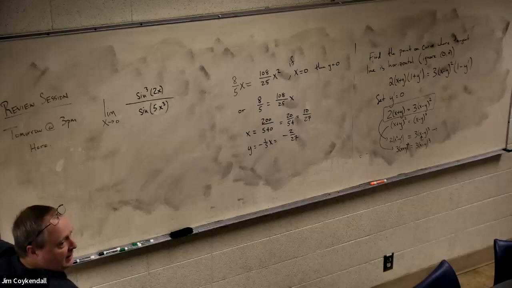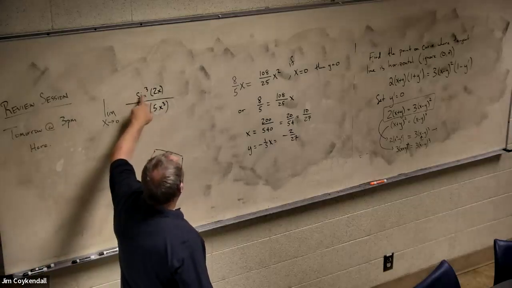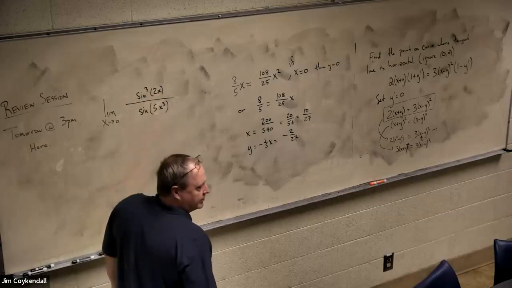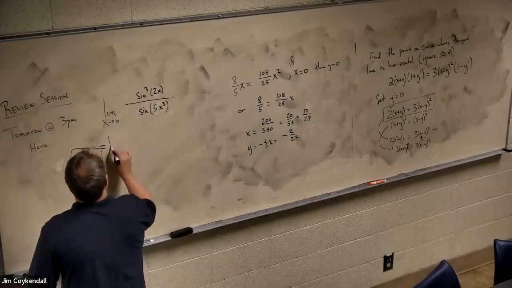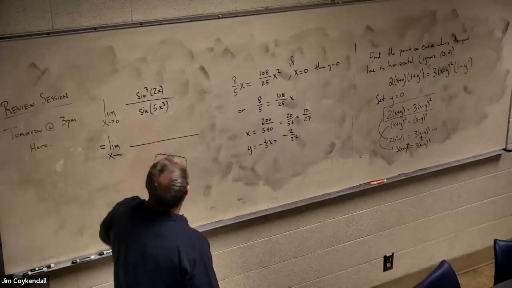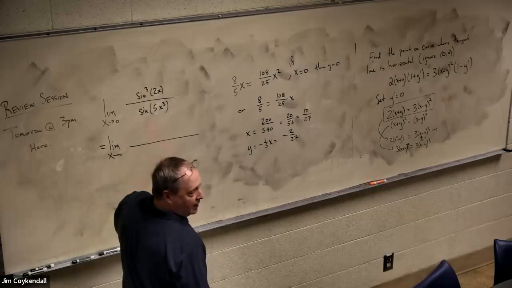What's the first thing to do with anyone? Right, just direct substitution, see what happens. Sine cubed of 0 is 0, sine of 0 is 0. So it's 0 over 0, which sounds like a job for L'Hopital's rule. Let's do the bottom. What's the derivative of sine?